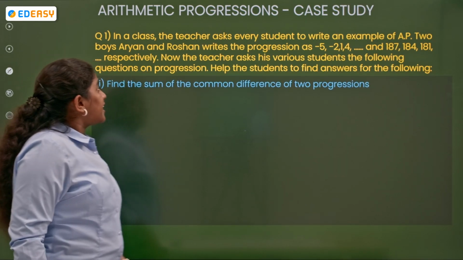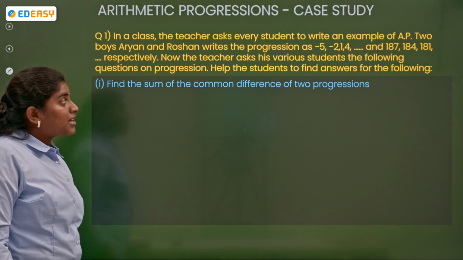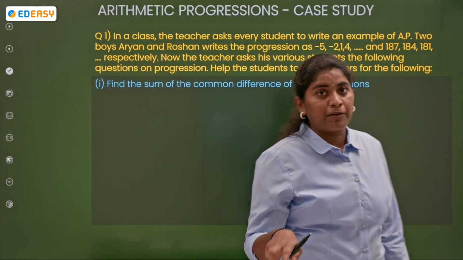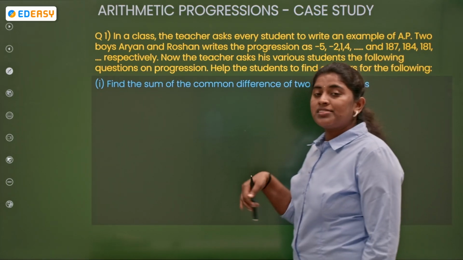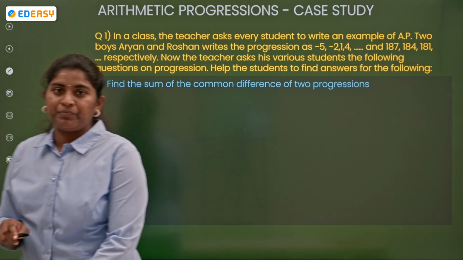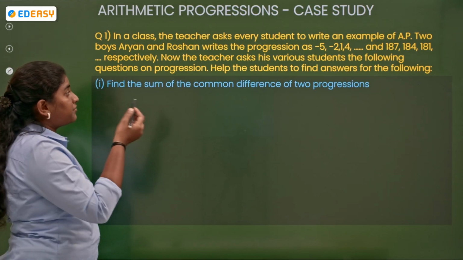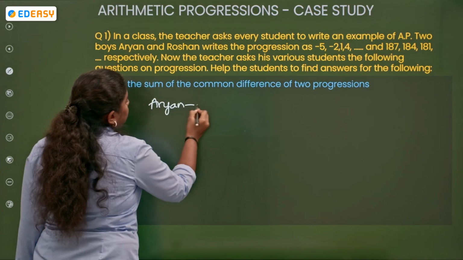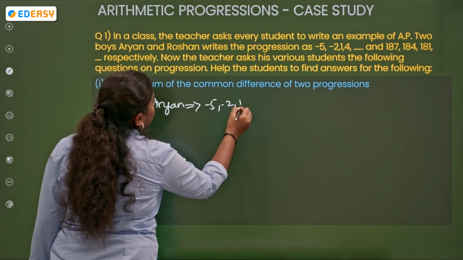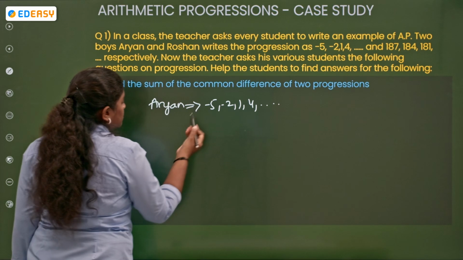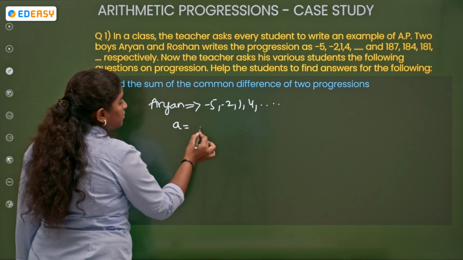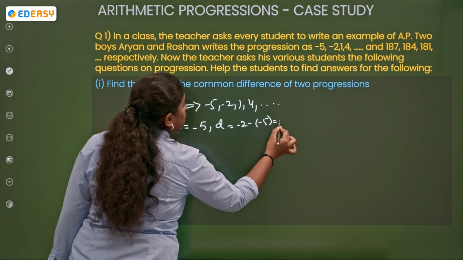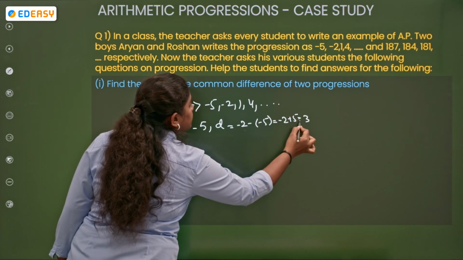In a class, the teacher asked every student to write an example of an AP, and the two students named Aryan and Roshan have written the two APs here. Now they are asking us to solve some questions based on those APs. Let's see what Aryan wrote. The AP written by Aryan is minus 5, minus 2, 1, 4 and so on. So the A value, that is the first term, is minus 5 and the difference D is minus 2 minus of minus 5, so minus 2 plus 5 gives you plus 3.